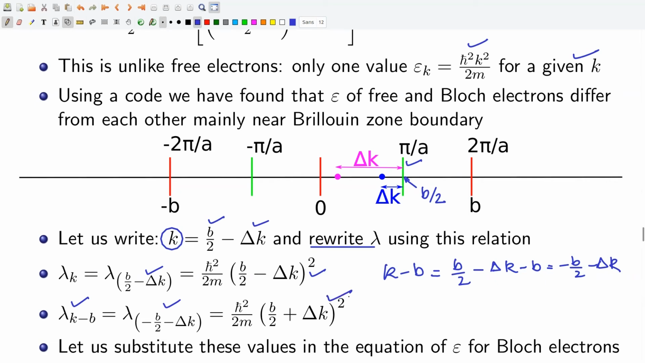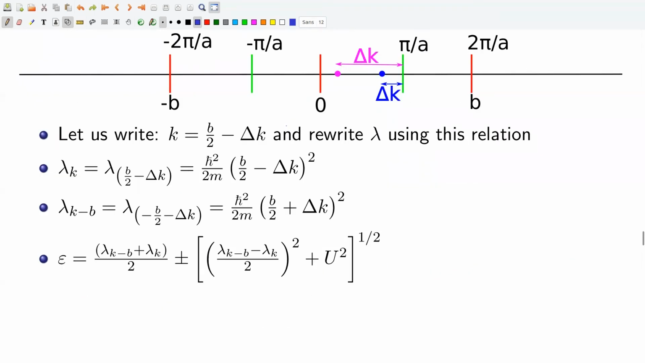Let us substitute these values in the equation of energy for Bloch electrons. We have redefined K in terms of its distance from the first Brillouin zone boundary given by delta K. Now we have to rewrite lambda K and lambda K minus B in terms of delta K and substitute in this equation. Let us do that.